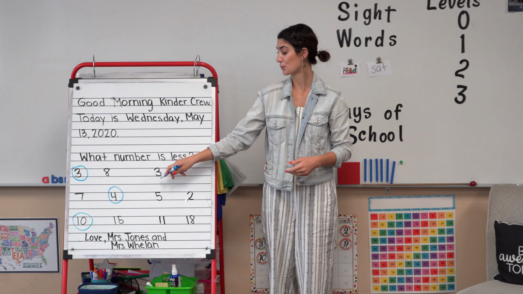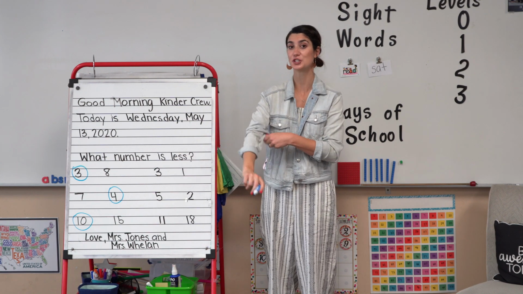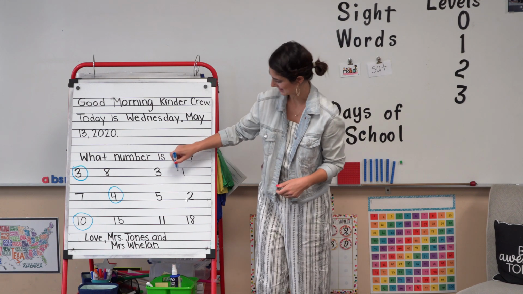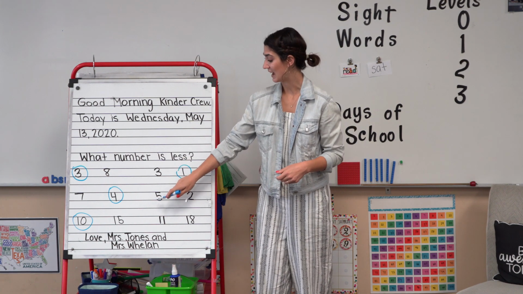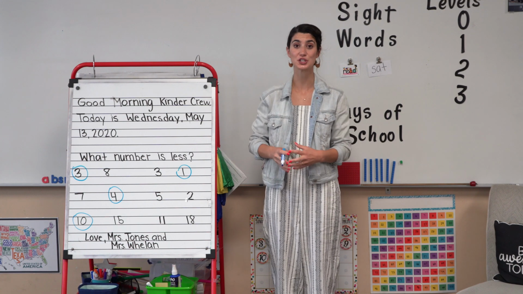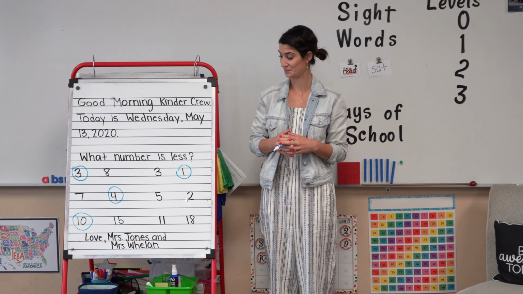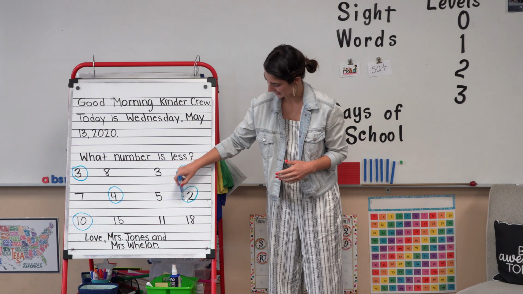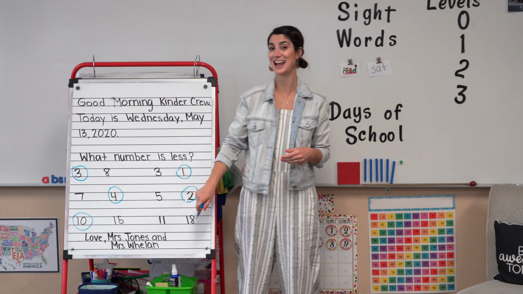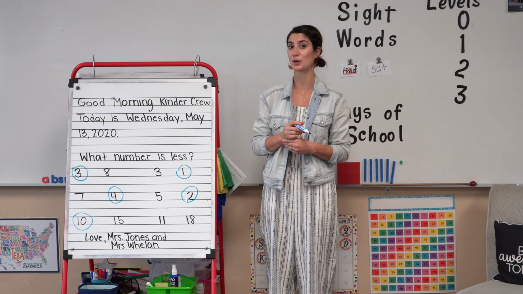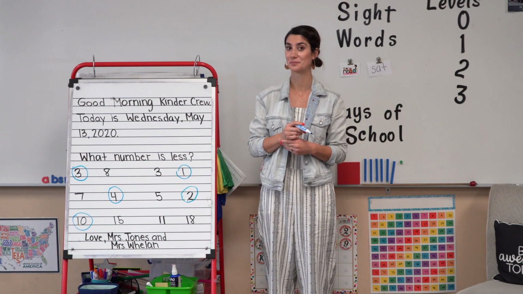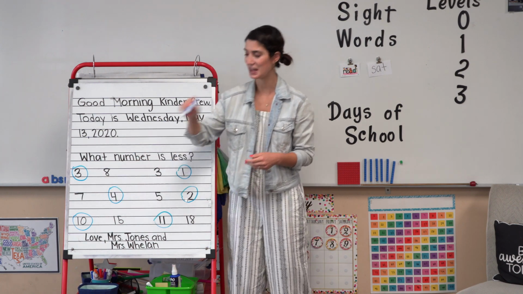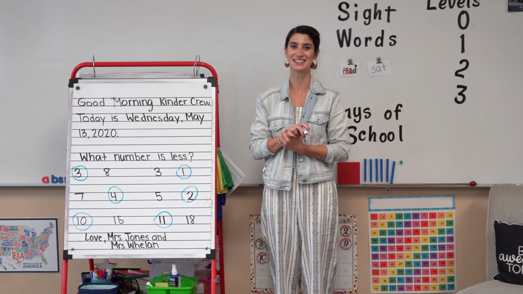All right. 3 and 1. Which number is less? 1. 5 and 2. Which number is less? 2. Great job. And our last group of numbers, 11 and 18. Which number is less? 11. Fantastic job. Love, Mrs. Jones and Mrs. Whalen.